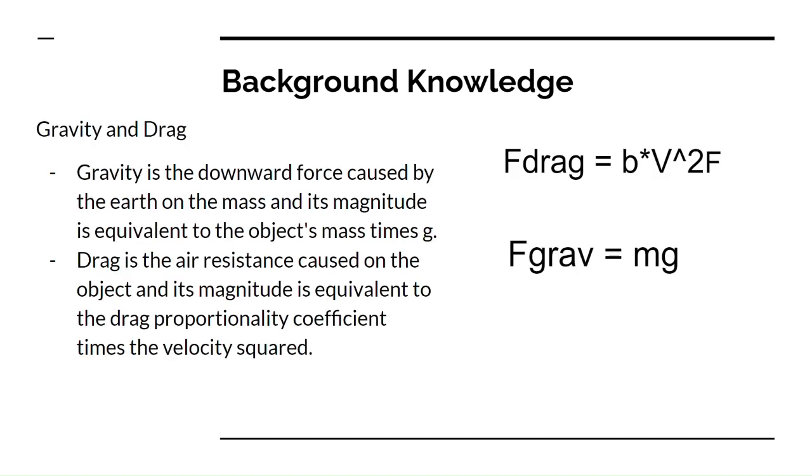So, gravity and drag. Gravity is the downward force caused by Earth on the mass. Its magnitude is equivalent to the object's mass times g. It's always pointing downwards because in any on-Earth projectile motion, it's always going to be pointing downwards. Drag is the air resistance caused on the object. Its magnitude is equivalent to the drag proportionality coefficient times the velocity squared.